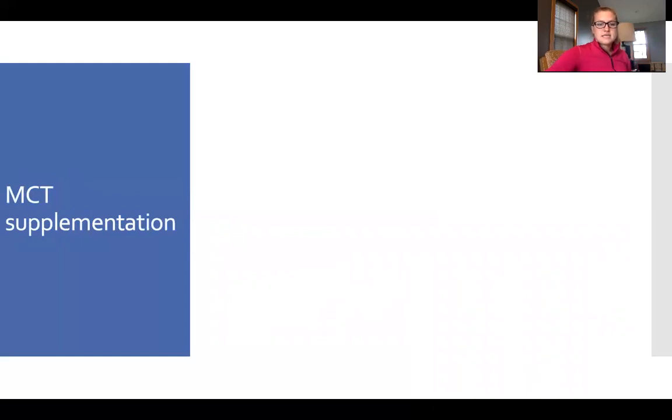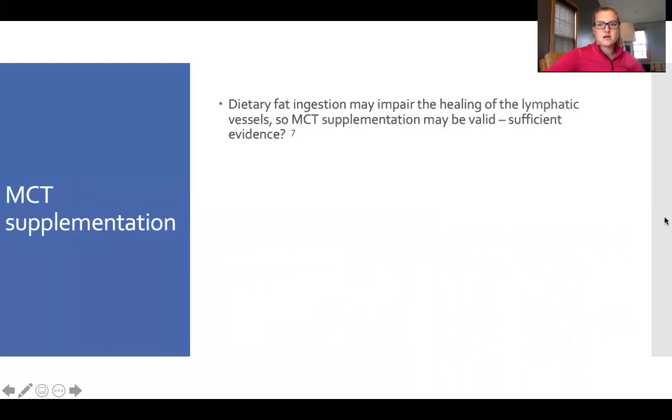With MCT supplementation, dietary fat ingestion may impair the healing of the lymphatic vessels, so MCT supplementation may be valid. But is there sufficient evidence? Not exactly. Like I said, there's ongoing research about this topic, but they have seen that MCT oil does help with chyle leaks and help get their fat requirements in throughout the day.